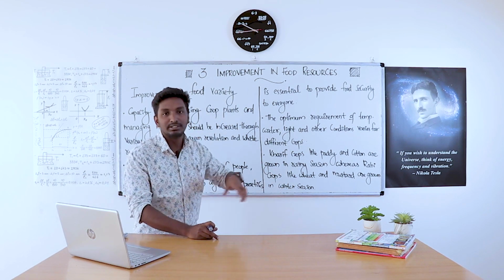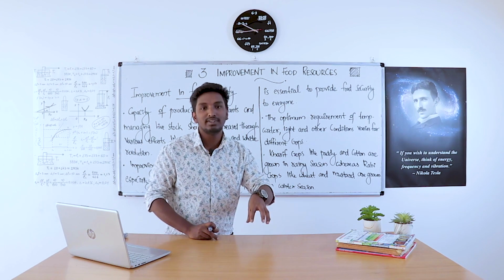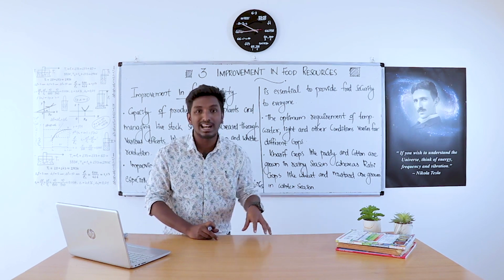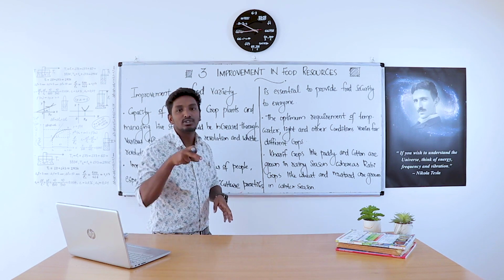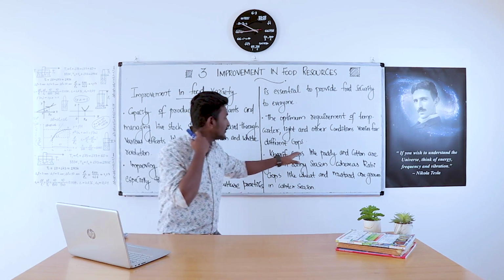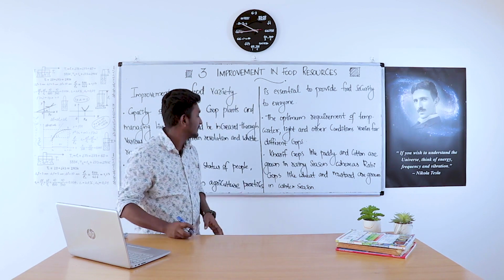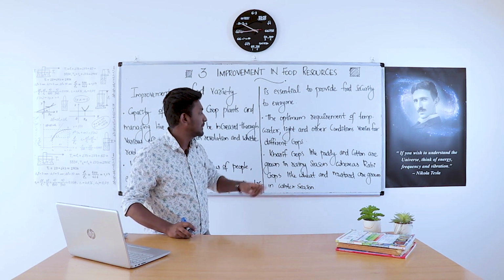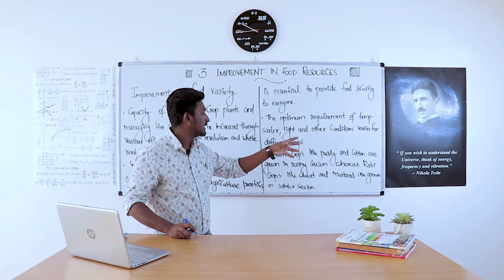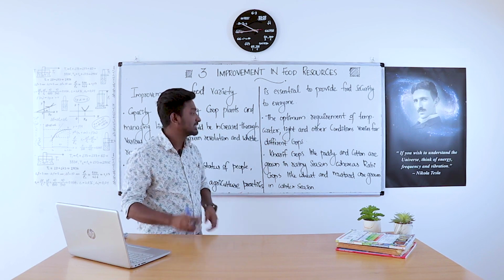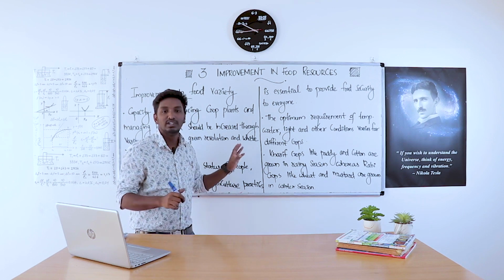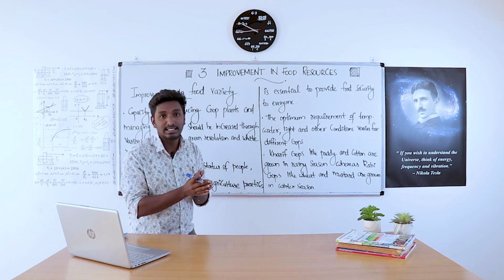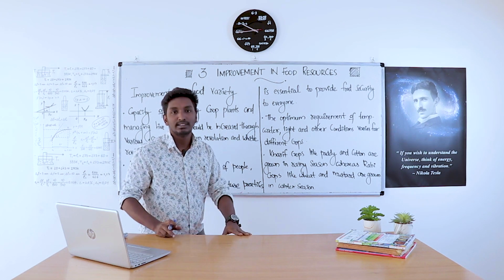According to the situation of the place where they are cultivating, and according to the climate, we decide the crops which we need to cultivate there. Kharif crops like paddy and cotton are grown in the rainy season. But rabi crops like wheat and mustard are grown in the winter season. So according to seasonal change, crops also change.